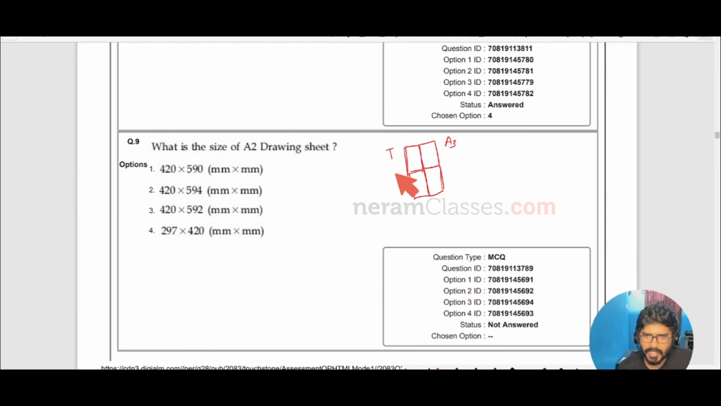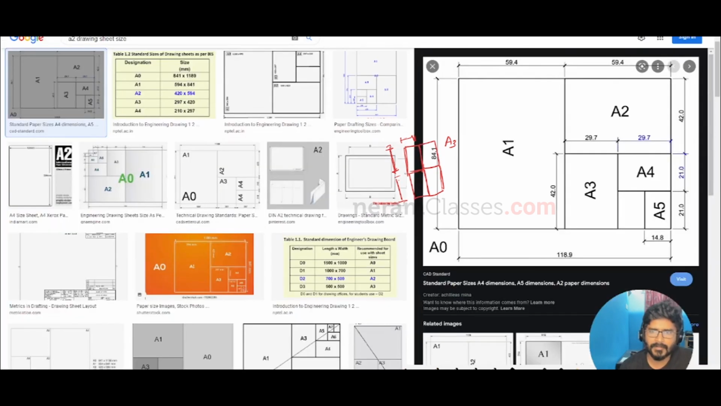If you roughly have an idea about the size of an A4 sheet, that is even the paper given to you in the exam, and if you have a ruler, you can measure it and find out like this. Okay, so I'll show the actual image here. Here you can see the A4 sheet. So this is A5. Two times A5 is A4, two times A4 is A3, and two times A3 is the A2 sheet. So the dimension of the A2 sheet is 420 by 594 mm.